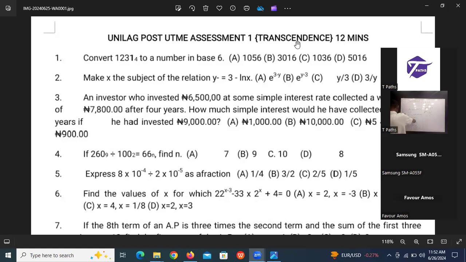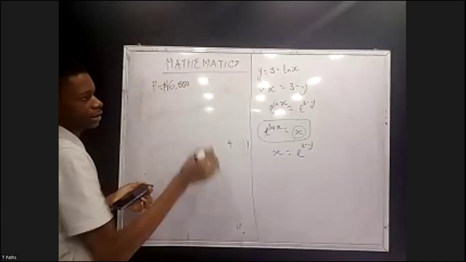The question says an investor who invested 6,500 naira at some simple interest rate collected a total amount of 7,800 after 4 years. How much simple interest would he have collected after 2 years if he had invested 9,000 naira? I believe we did this question in one of our classes when we were treating simple interest, so we'll just go through it again. Let's write this down: simple interest rate, 6,500 naira. Don't forget the naira.